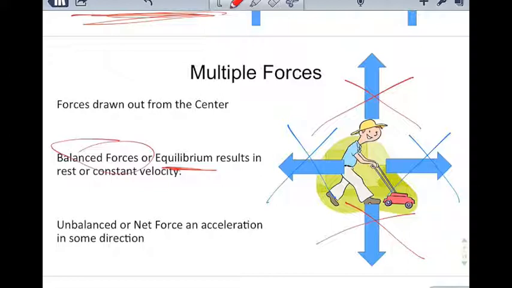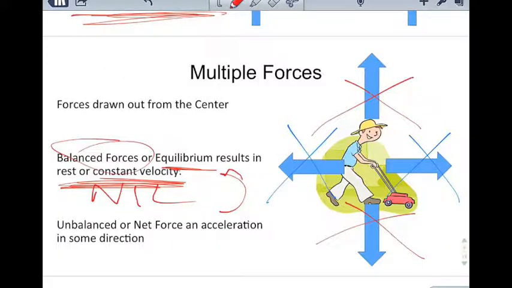This equilibrium term can result in two things. If you take a look at this, that's just Newton's first law at work. Newton's first law says if there are no net external forces, the object is going to either remain at rest or remain at its constant velocity. That right there is just stating Newton's first law again.